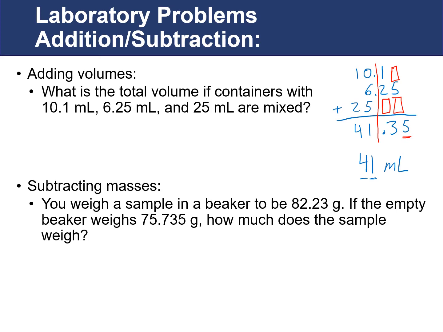Another one that you'll be doing a lot is taking measurements from a balance and subtracting to figure out how much you added. So here we're going to be subtracting some masses. So let's say you weigh a sample in a beaker and it is 82.23 grams. If the sample beaker weighs 75.735 grams, how much does the sample weigh? This is how you're typically going to weigh out solid or sometimes liquid samples: you weigh the container, put your sample in the container, and then figure out the mass of your sample by taking the difference between the sample in a container and the container itself.